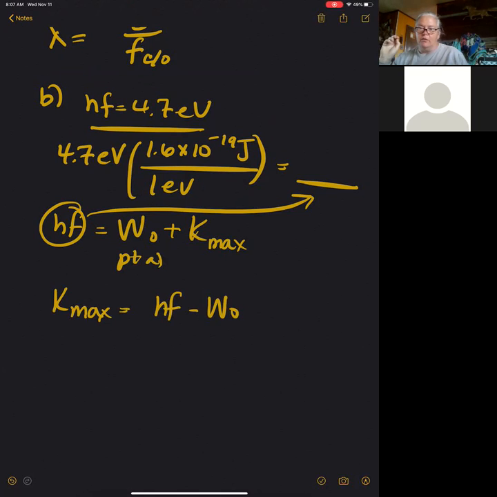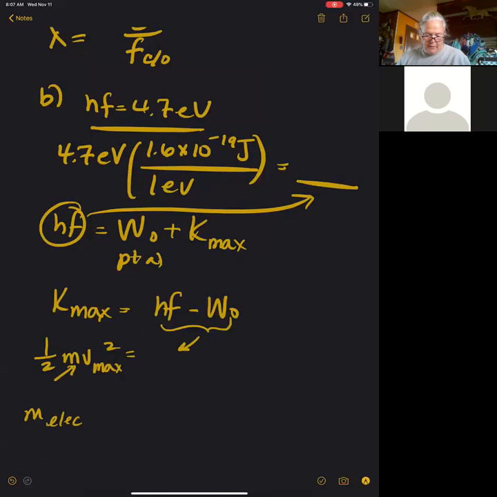So I go back to the definition of kinetic energy. That's just 1/2 m v max squared is equal to whatever this difference is that I'm going to find from those two numbers. I know it's an electron, so I look up the mass of the electron, which is 9.11 times 10 to the negative 31 kilograms. The only thing I don't know in there is v max, so I'm just going to solve for v max.